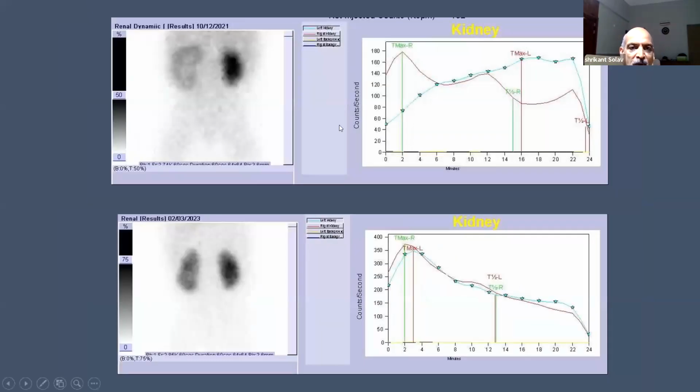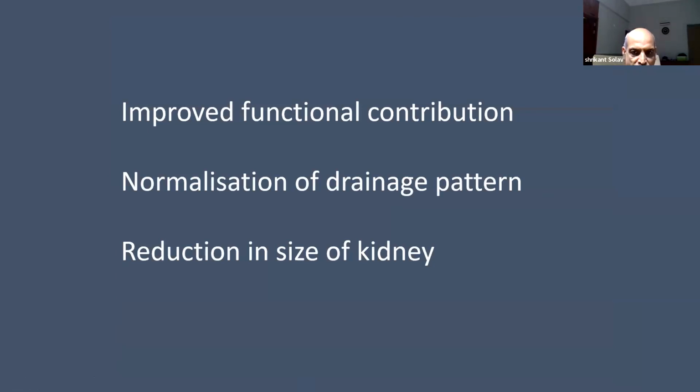You can see here, compromised function, enlarged kidney, rising renogram pattern. All the possible 3 parameters are met with here. The kidney size has reduced, the functional contribution has normalized, and the renogram pattern has normalized. You rarely get to see this, but it's a pleasure to see this. And this is common to see in a growing child rather than in adults. In adults, you just get improvement in functional contribution, and you may get some improvement in renogram drainage. So these are the 3 parameters I already told you about.